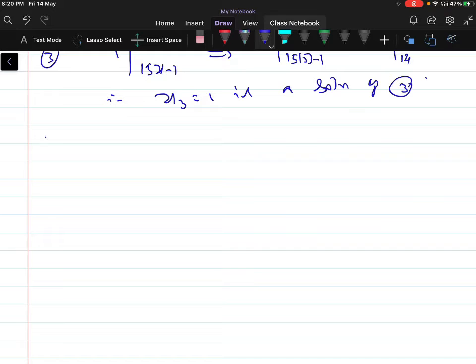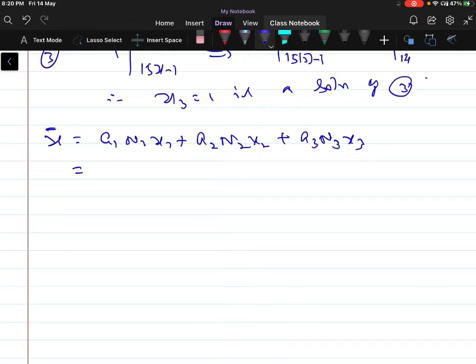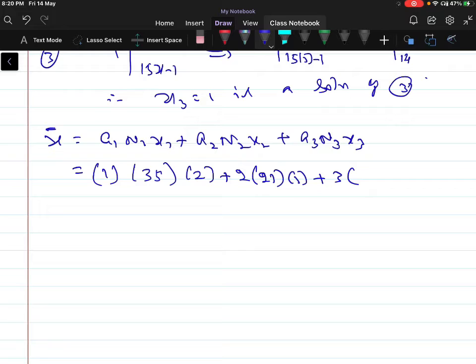Now we can write x bar, a solution of the system of equations, as a1 n1 x1 plus a2 n2 x2 plus a3 n3 x3, where a1 is 1, n1 is 35, x1 is 2, a2 is 2, n2 is 21, x2 is 1, a3 is 3, n3 is 15 and x3 is 1.